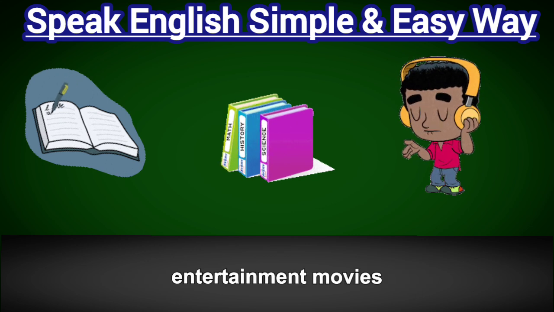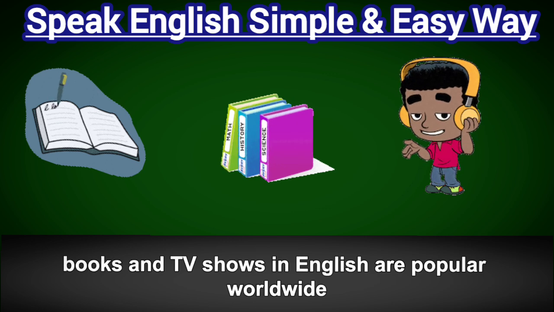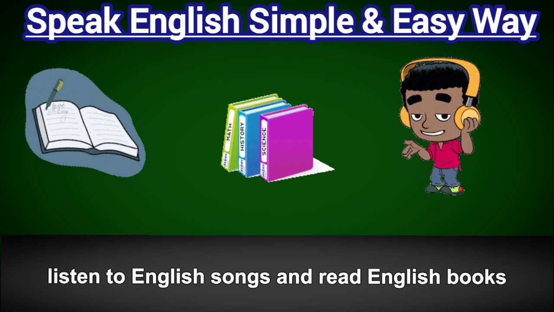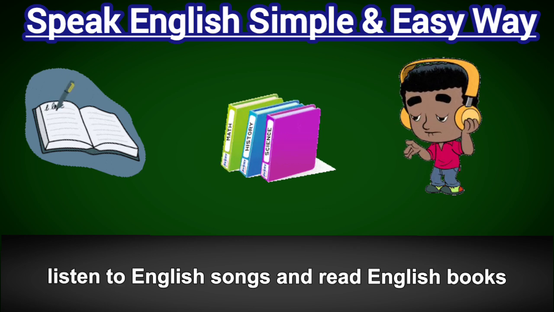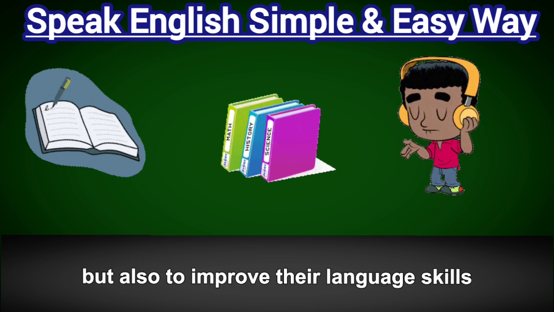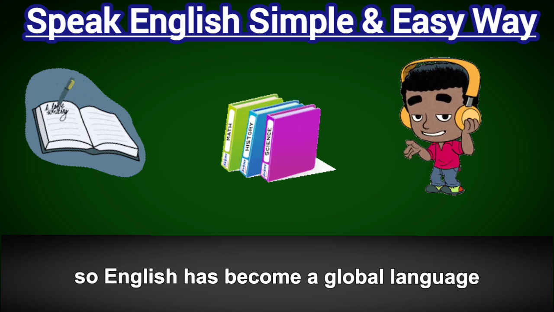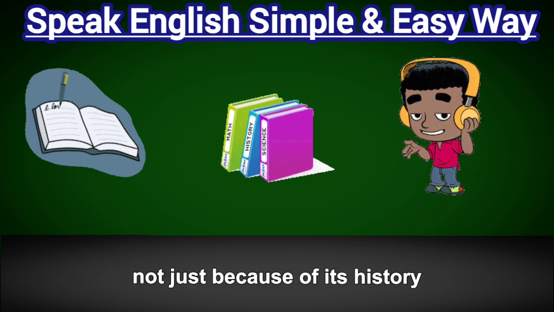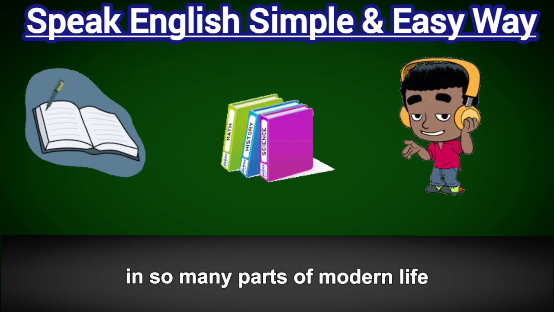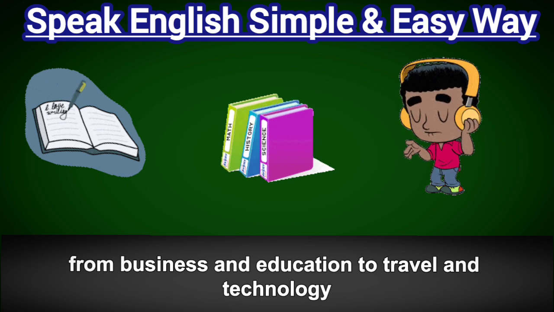Entertainment. Movies, music, books, and TV shows in English are popular worldwide. People watch Hollywood films, listen to English songs, and read English books, not just for fun, but also to improve their language skills. So, English has become a global language, not just because of its history, but because it is useful in so many parts of modern life, from business and education to travel and technology.